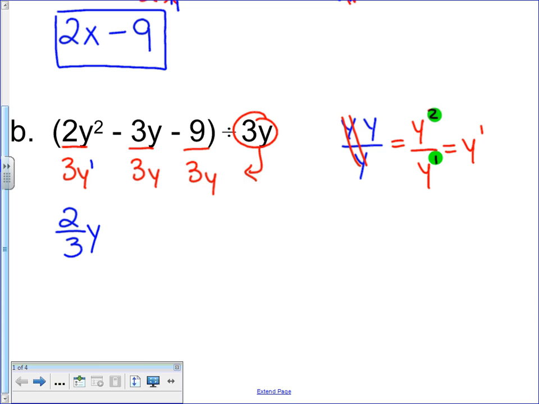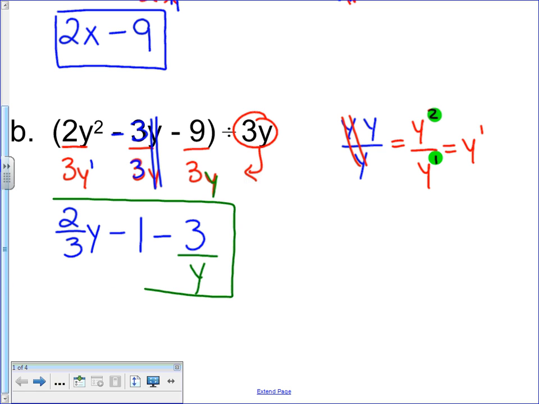Now let's move on to the next part of our polynomial. Negative 3 divided by 3 is negative 1, and a y on the top and a y on the bottom cancel out. Negative 9 divided by 3 is negative 3. Now this y on the bottom has nothing to divide. Now it's dividing, so it needs to stay where it can divide, which is going to put it under the 3. And that's your final answer: 2/3 y minus 1 minus 3 divided by y.